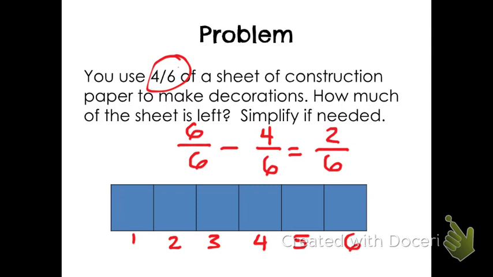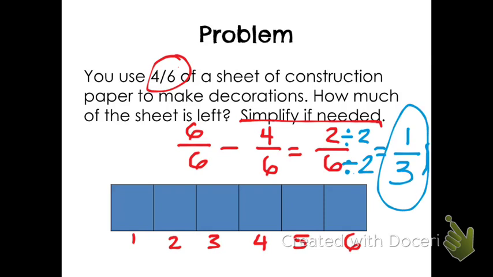Well, now it does say to simplify if needed. Simplifying means that I'm going to make my fraction even smaller. So I have to divide by the same number on top and the same number on bottom. Well, they're both even, so I know that I can divide by 2. 2 divided by 2 would be 1. 6 divided by 2 would be 3. So there would be 1/3 of the sheet of construction paper left.